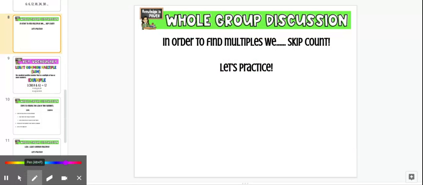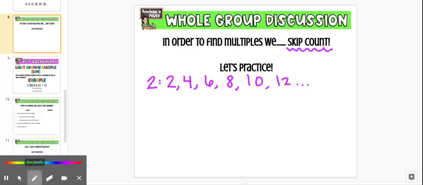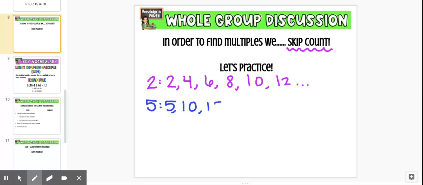So another way to say it is, in order to find multiples, we skip count. So I think the most basic one that we're all used to is like the number 2. So to find the multiples of 2, we could just skip count. 2, 4, 6, 8, 10, 12, and so on and so on. Another really common one that we are super used to is 5s. 5, 10, 15, 20, 25, 30, and so on and so on. 35, 40, 45, 50. Okay.